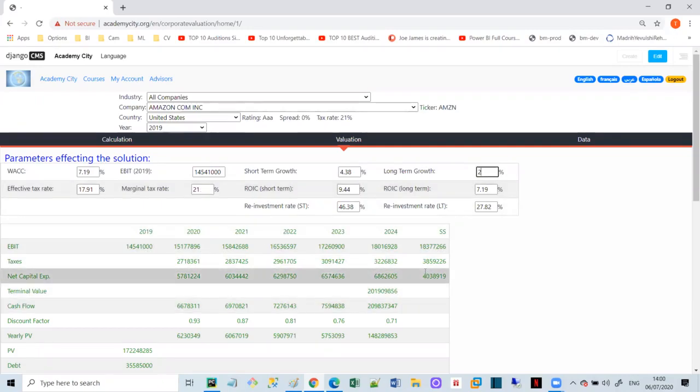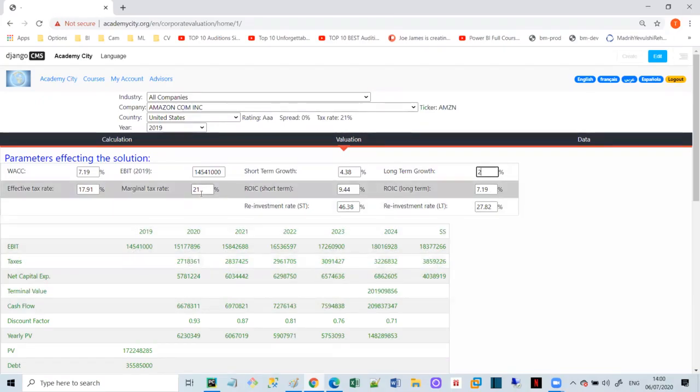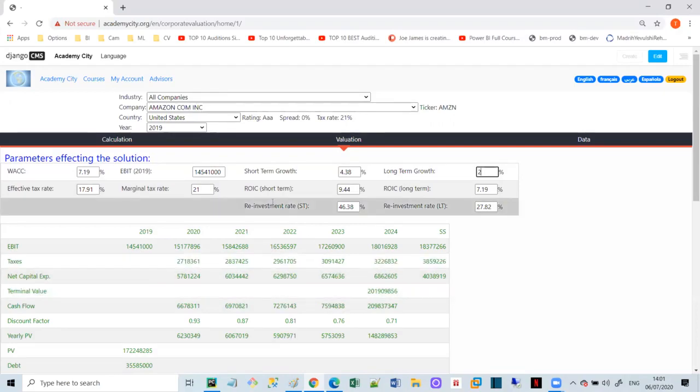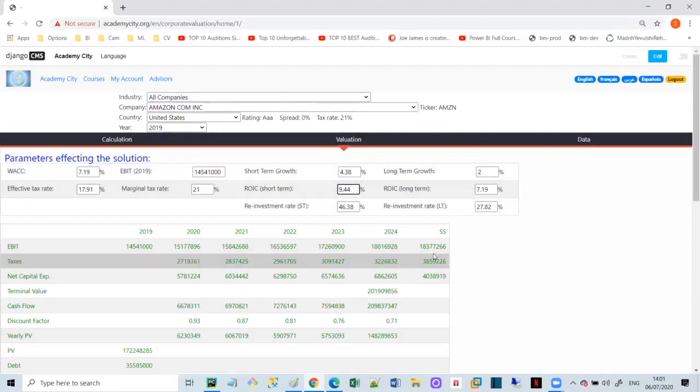So how did I get 3859? It's really simply 21% of the 183, this number, okay? That's the way I calculated that one. How did I get the net capital expenditure? Again, I used the reinvestment rate that we calculated based on short-term rate divided by the ROIC.